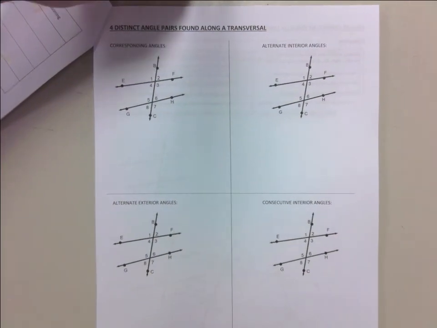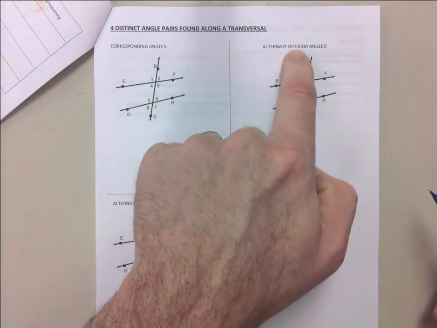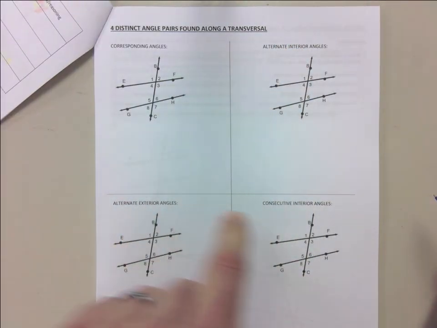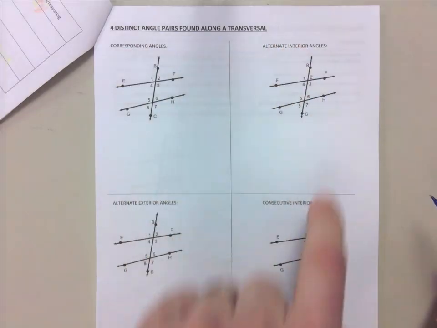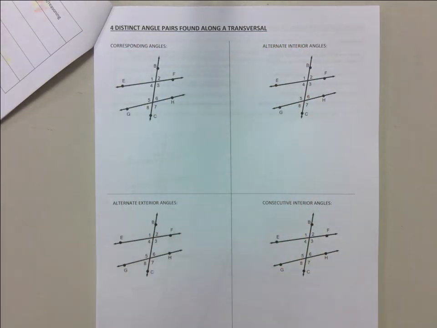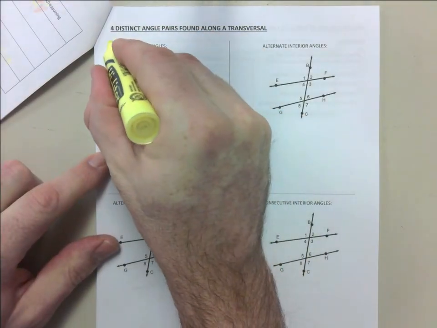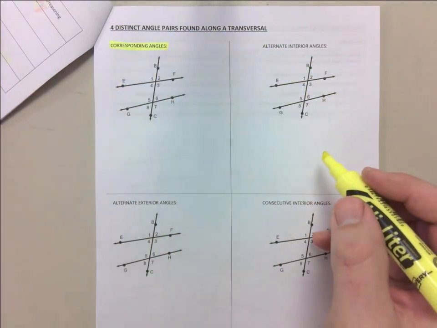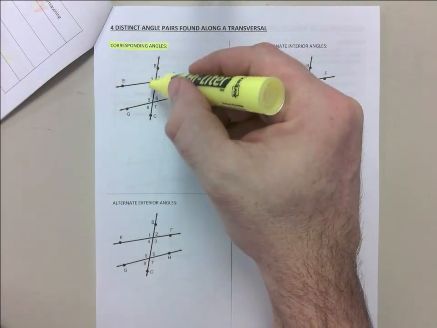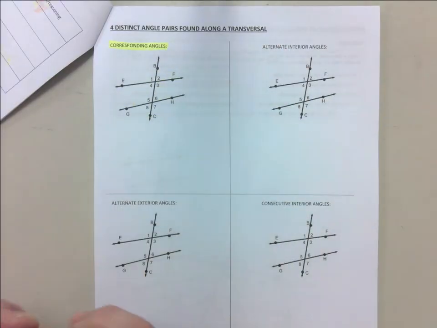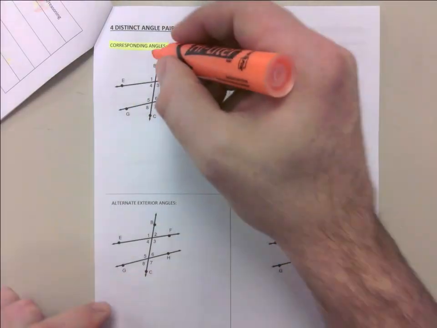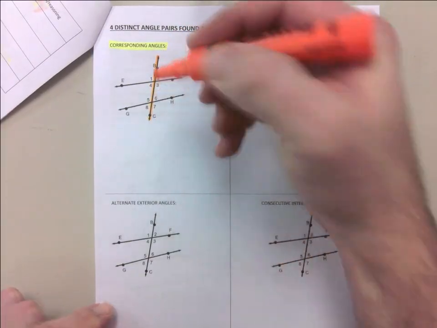And there they are. I'm going to zoom out once. You've got corresponding, alternate interior, alternate exterior, and consecutive. Make sure you have these on your study sheet. Have a small version of this on your study sheet. So I'm going to start with corresponding. If I ever talk about corresponding angles, and you focus on this transversal, this is the one you're traveling along. Let's keep highlighting that orange.